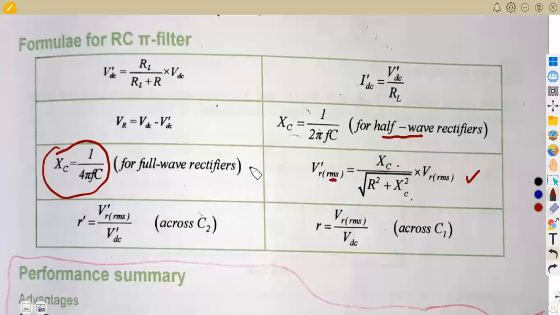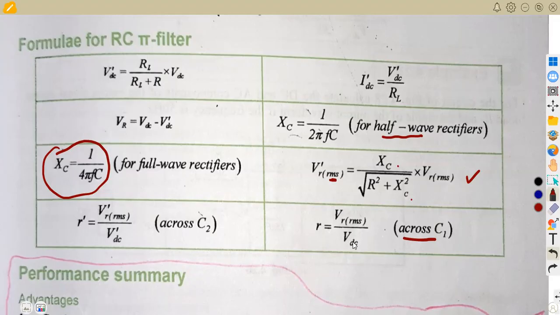Remember they said at the input. If you are talking about at the input, you are talking about across R1. If it is at the output, we are talking about across C2, which means we are going to use it as R bar. So in this case, we are going to use our VRMS, the ripple voltage, over the voltage at the output, which is our VDC. All right, so we have these values, isn't it?